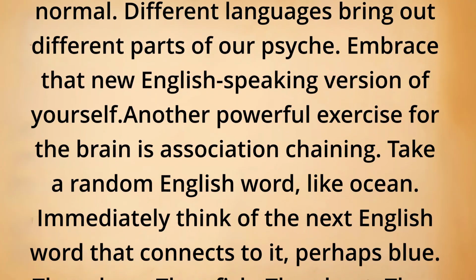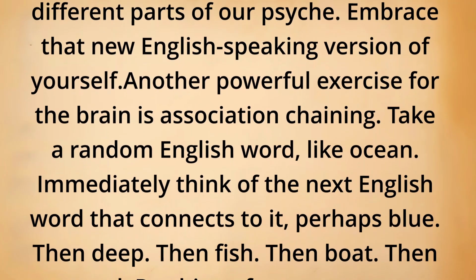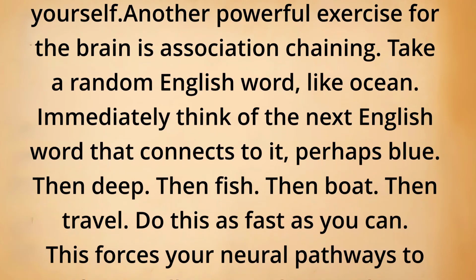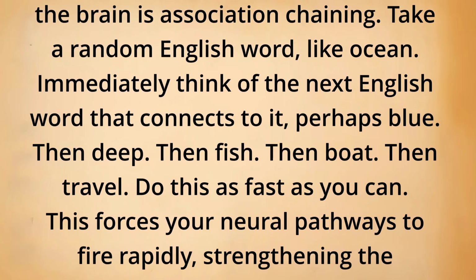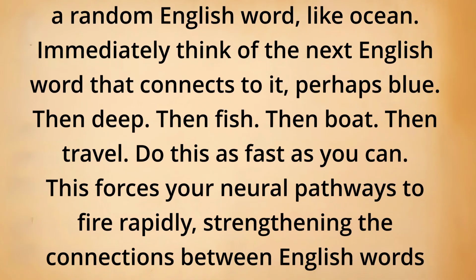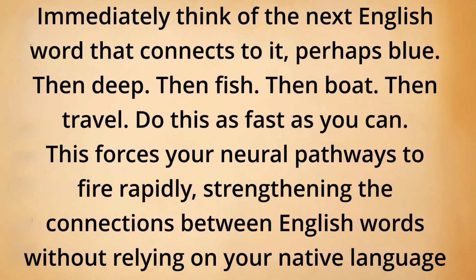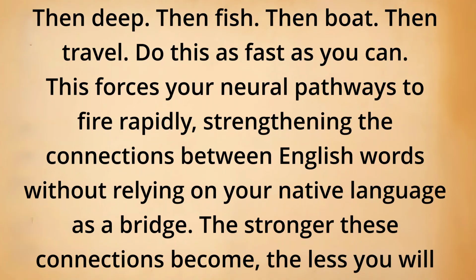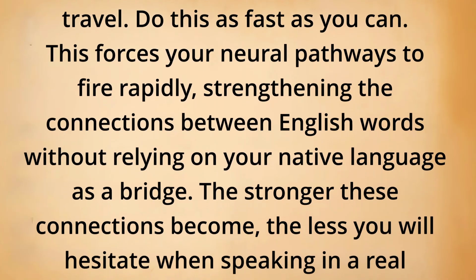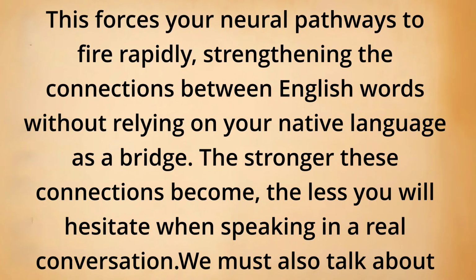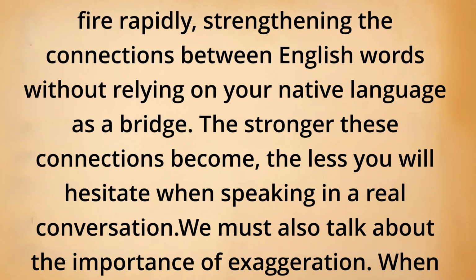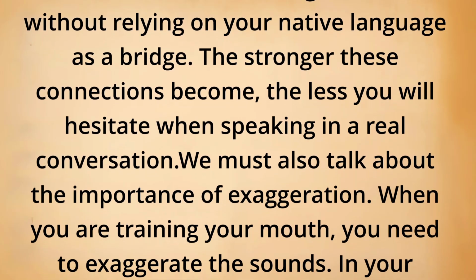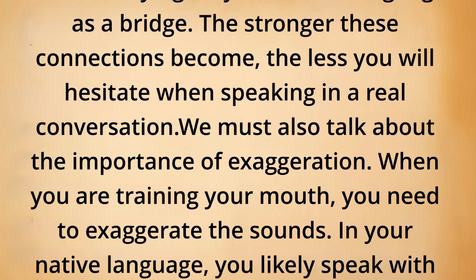Another powerful exercise for the brain is association chaining. Take a random English word, like ocean. Immediately think of the next English word that connects to it, perhaps blue, then deep, then fish, then boat, then travel. Do this as fast as you can. This forces your neural pathways to fire rapidly, strengthening the connections between English words without relying on your native language as a bridge. The stronger these connections become, the less you will hesitate when speaking in a real conversation.